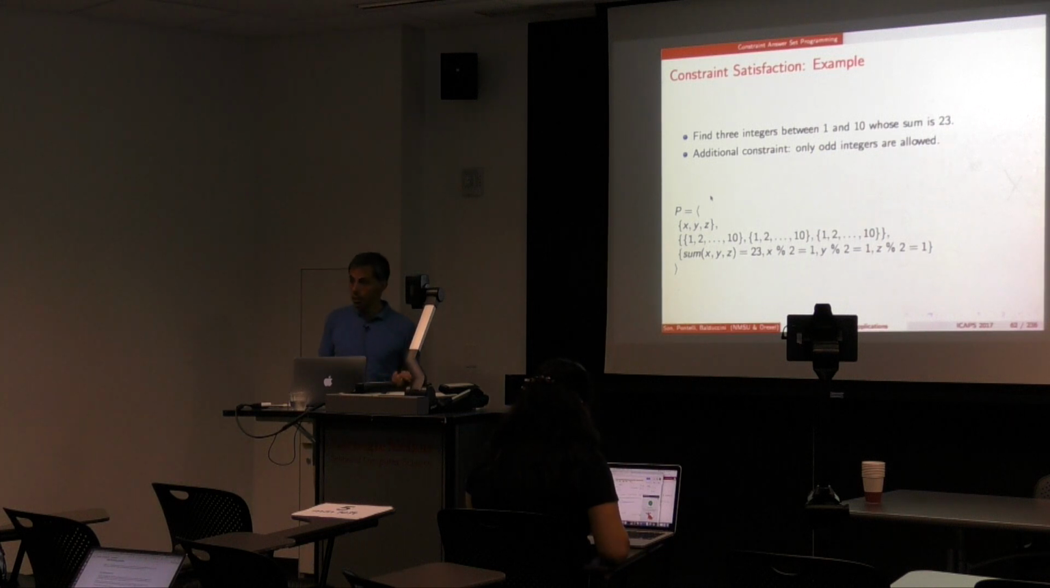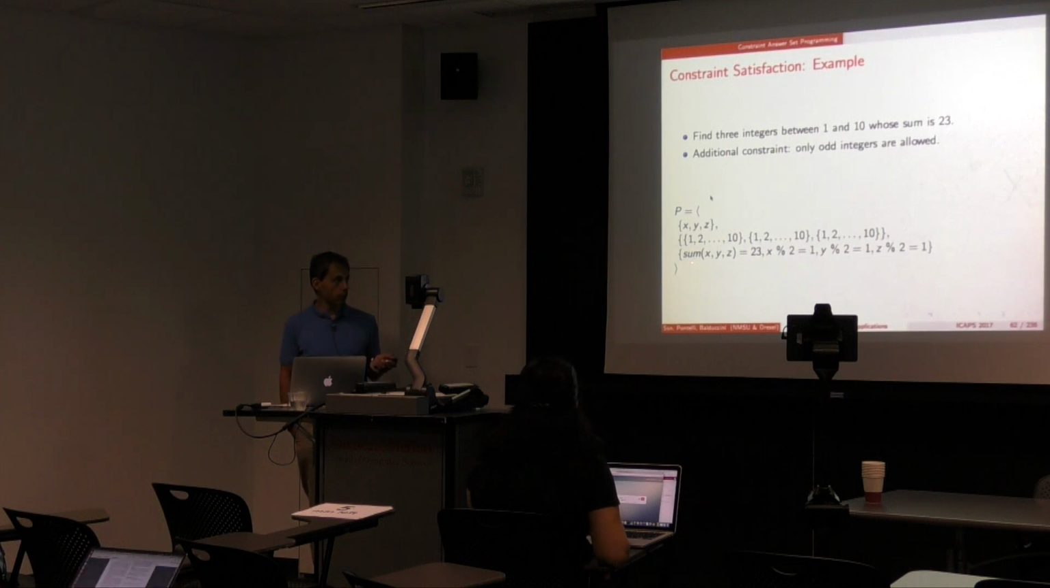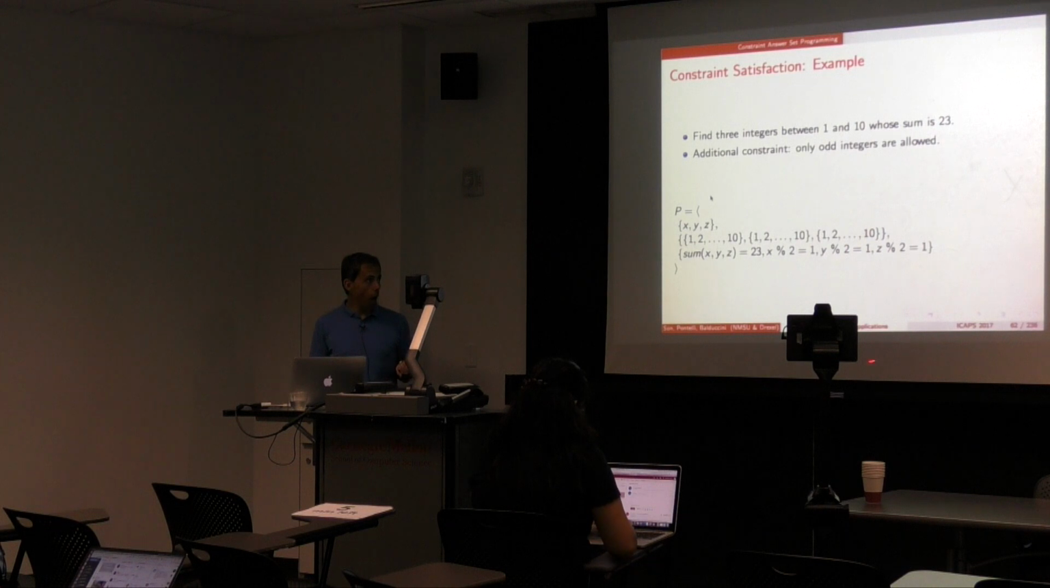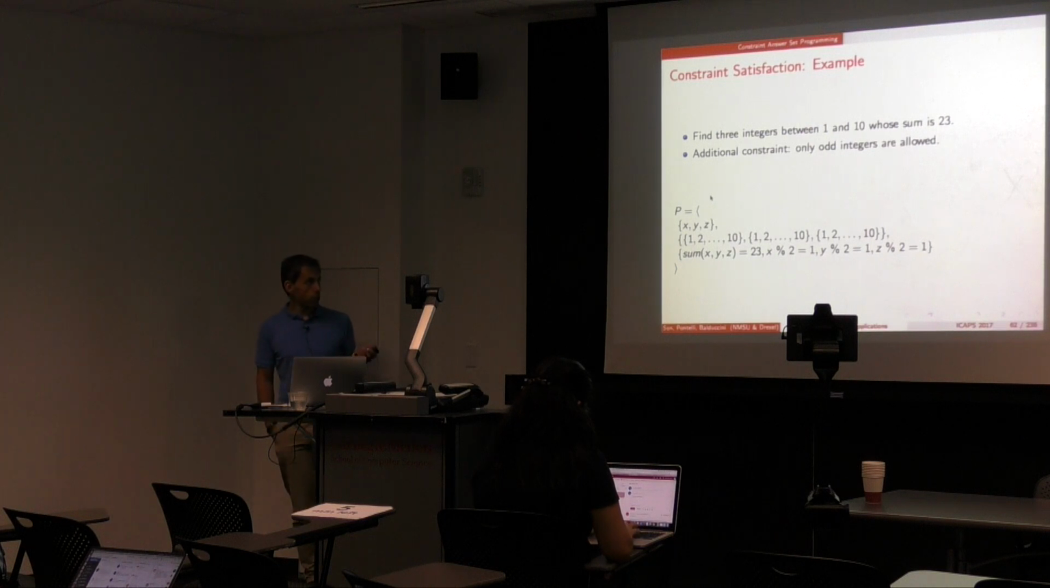And then the key thing are the constraints, right? So how do we specify all that we have listed here? So the sum of them needs to be 23. Well, we can use a global constraint for that, right? We can just say the sum of x, y, and z must be equal to 23. How do we say that the integers need to be odd? Well, we can use the modulus operator and require that each of the operations gives 1 as a result. So this defines the constraint satisfaction problem corresponding to the specification that you see up here.